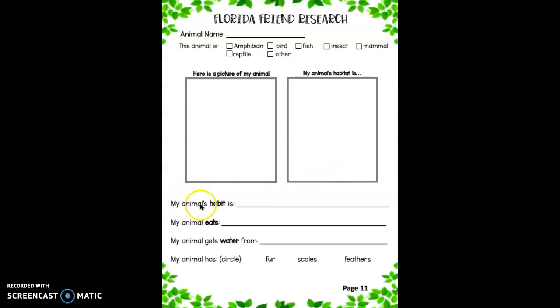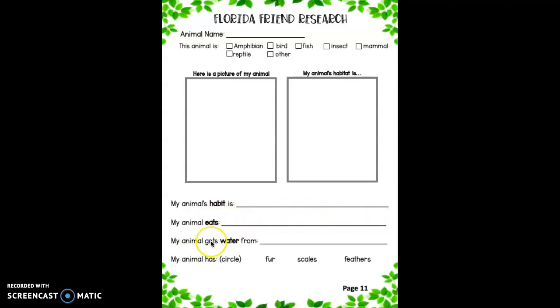My animal's habitat is blank. What type of habitat does your animal live in? My animal eats blank. What does your animal eat for food? And sometimes your animal eats a couple things, so you can write them here on the lines. You can write more than one thing.